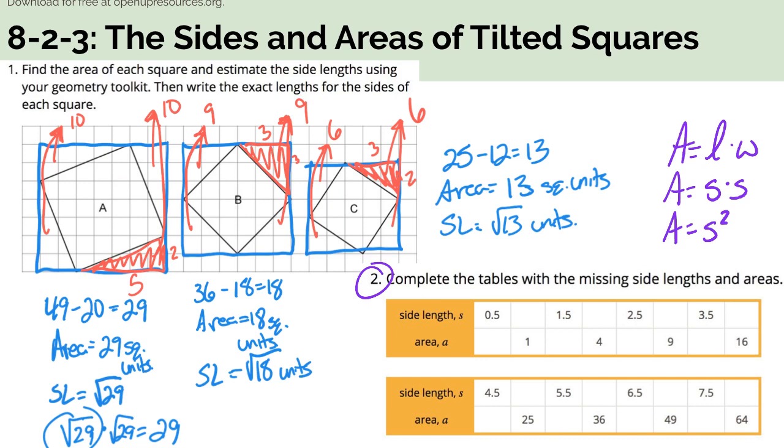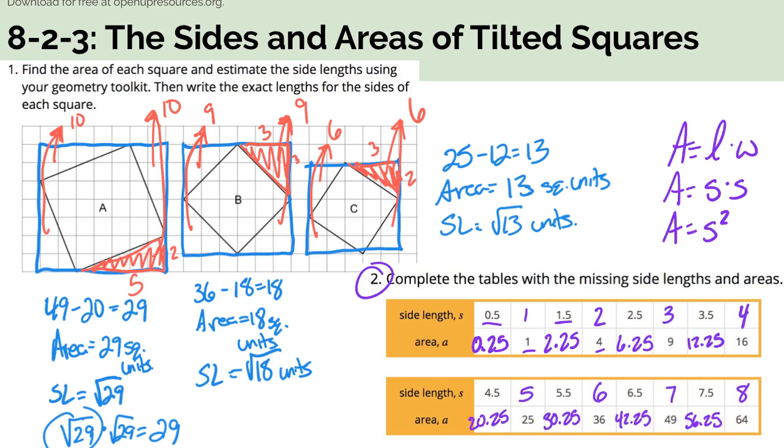So if you go to your table, if I know the side length is 0.25, I would square that, or take it times itself, and I would get an area of 0.25. Feel free to use a calculator on this. If I know the area is 1, I know the side length has to be 1 because 1 times 1 equals 1. I could keep going. If the side length is 1.5, 1.5 times 1.5 is going to be 2.25. And if my area is 4, I know the side length has to be 2 because 2 times 2 equals 4. Go on and finish your table and start again when you're ready.